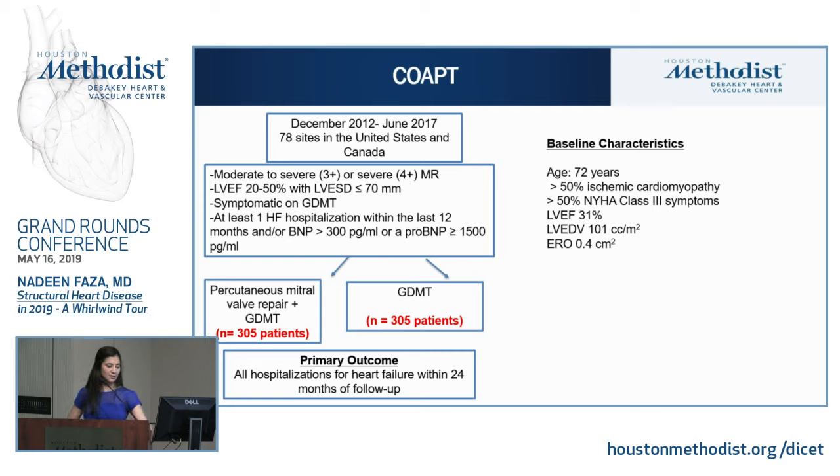The baseline characteristics, again: patients in their 70s, more than 50% with ischemic cardiomyopathy, more than 50% with class 3 symptoms. Mean EF was 31% in contrast to the 33%, so very similar so far in terms of the baseline characteristics to the MITRA-FR study. But these patients had smaller ventricles with a mean left ventricular diastolic volume of 101 cc's per meter squared and effective regurgitant orifice of 0.4 centimeters squared. So smaller ventricles and more severe MR, basically.